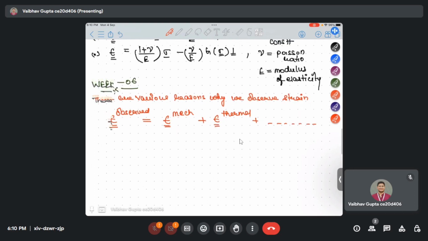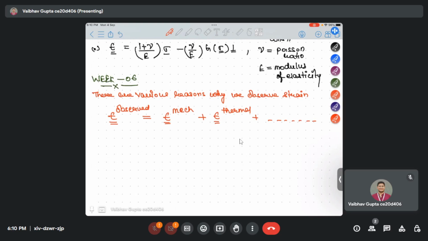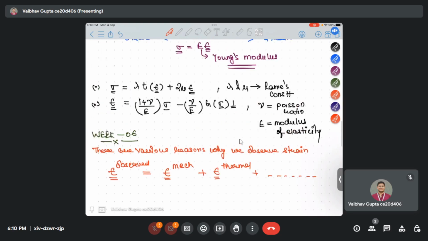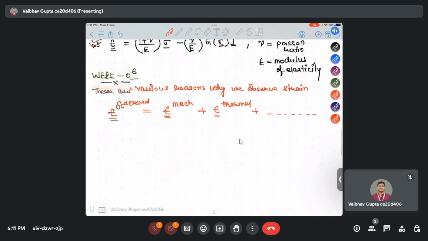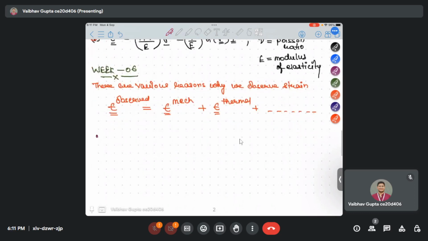What we have seen in the above two formulas, which I have tick marked right now, is that we are calculating the mechanical strain and mechanical stress. We only relate the mechanical strain and mechanical stress. So suppose now I take an example of a beam which has a fixed end at one side, and we are heating the body, and this is at 20 degrees Celsius right now.